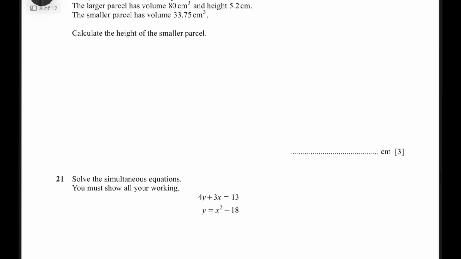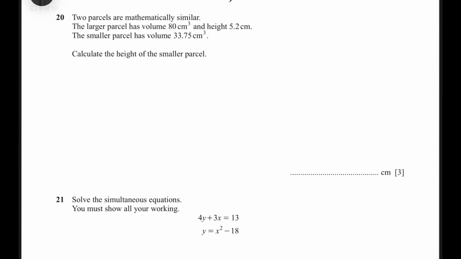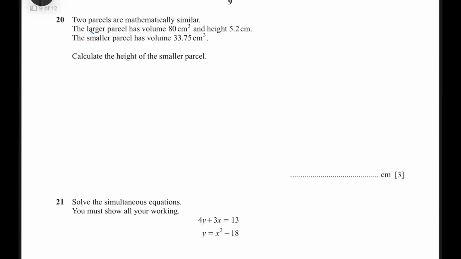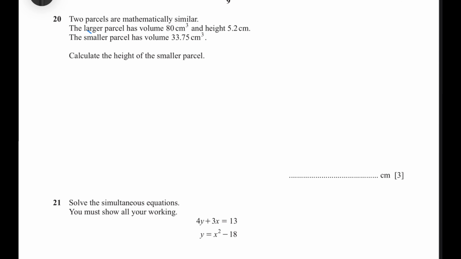All right. Okay, question 20. Two parcels are mathematically similar, so they are talking about similar figures. The largest parcel has a volume of 80 centimeter cube, so we can use capital V for this, and its height, capital H, is 5.2. The smaller parcel, small v, equals 33.75. You have to calculate the height of the smaller parcel, h.